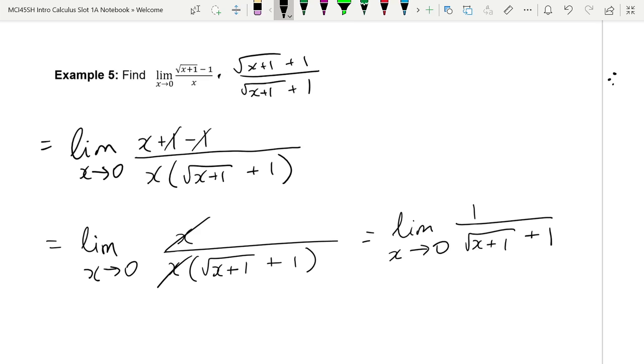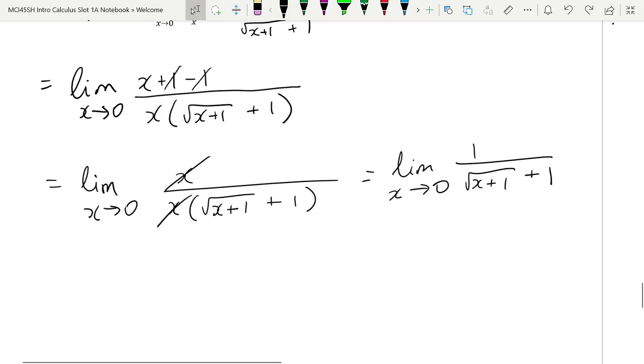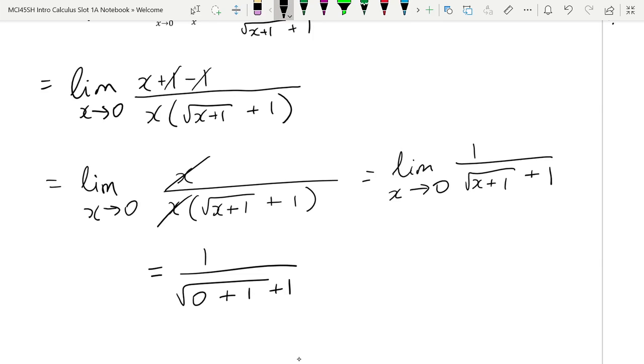The problem with this function originally was I couldn't plug in 0 for x. Notice I don't have that problem now. X can be 0 all day long. I'm not going to get 0 for the denominator. So that is why we did this. We did this to get an equivalent version of the function, and now I can plug in my 0. And again, once I plug in the 0, it's not a limit anymore, so don't write limit anymore. 0 plus 1 plus 1, and that's going to give me 1/2.